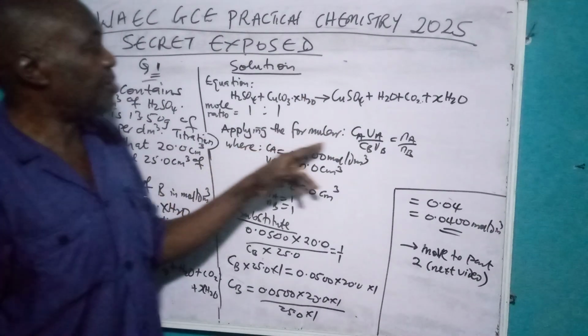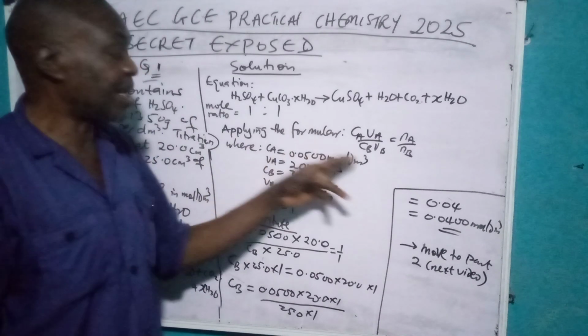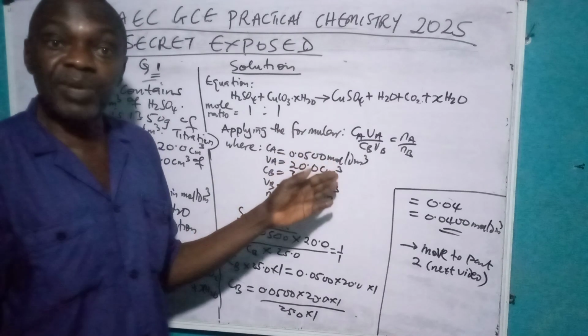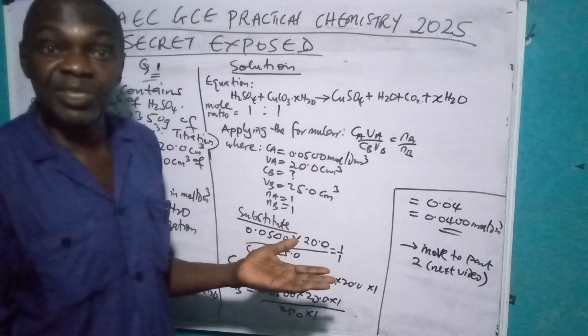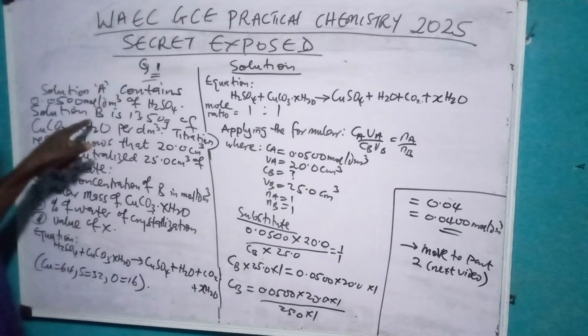Then applying the formula. There are two formulas you can use. You can use the one from first principle. You can use the one from direct formula. The one I'm using here is the direct formula because many of you say you prefer this direct formula. It's easier for you. None of them is hard. Both of them are easy. So Ca is 0.05 mole. You can see it.